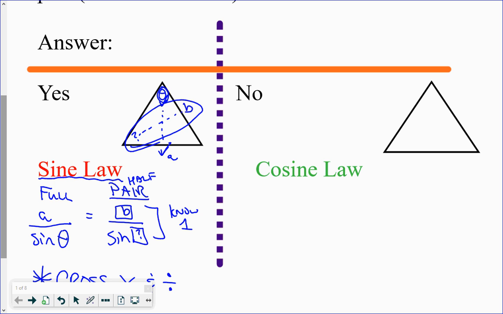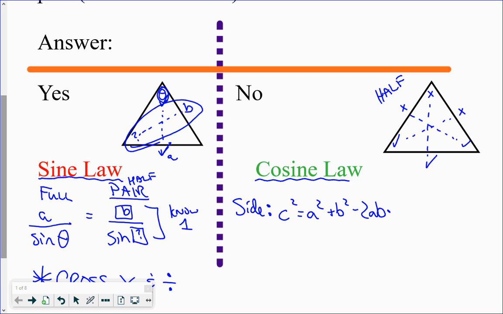So if the answer to the question is no, I do not have any full pairs, then what your picture might look like is this. So maybe you know this, but not that. Or maybe you know this, but not that. Or maybe you know this, but not that. So you'll only have half pairs. You won't have any full. Now, cosine law can be written in one of two ways. It depends on if you're looking for a side length or if you're looking for an angle or a corner. If you're looking for a side length, this is what the formula looks like.